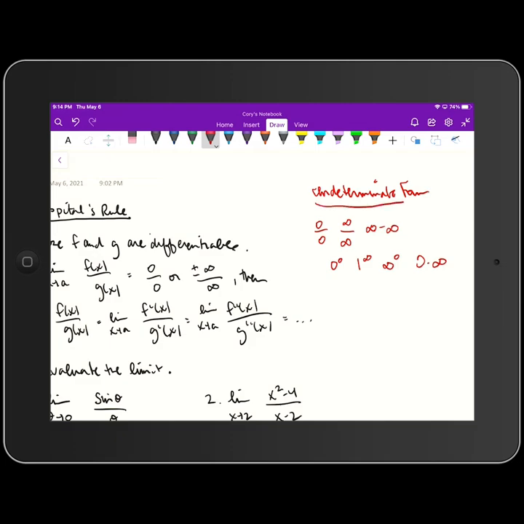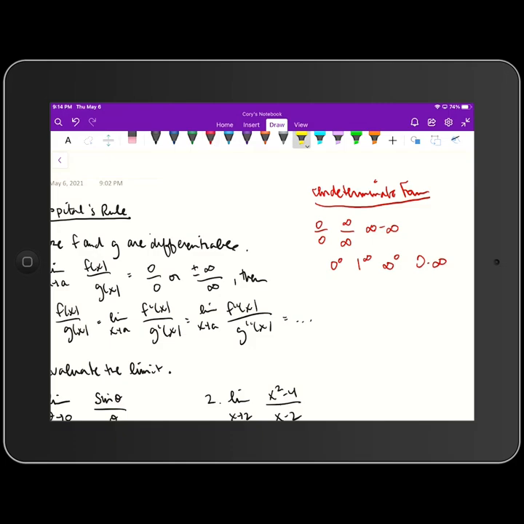Examples of indeterminate forms are something of the form 0 over 0, plus or minus infinity over infinity. You can have infinity minus infinity, 0 raised to the 0 power, 1 raised to the infinity power, infinity raised to the 0 power, or 0 times infinity.